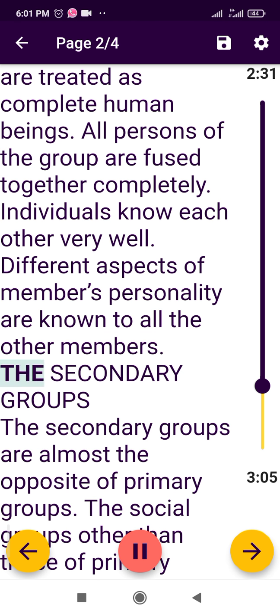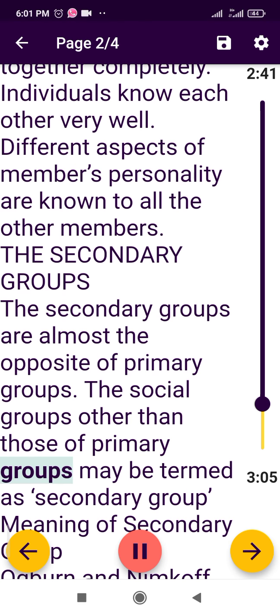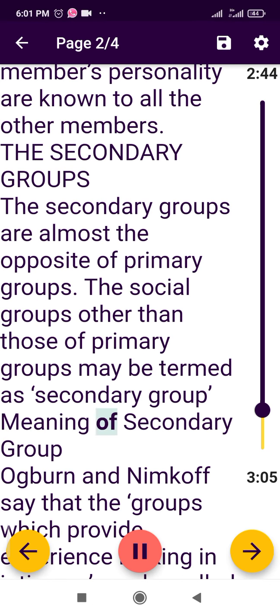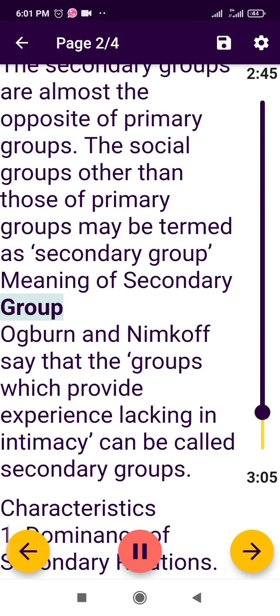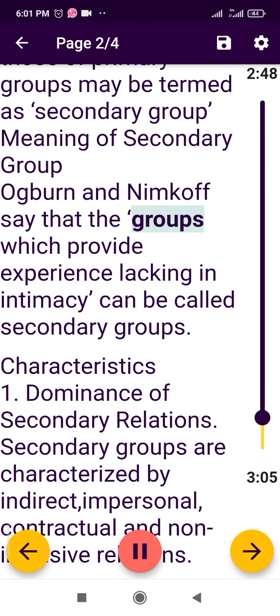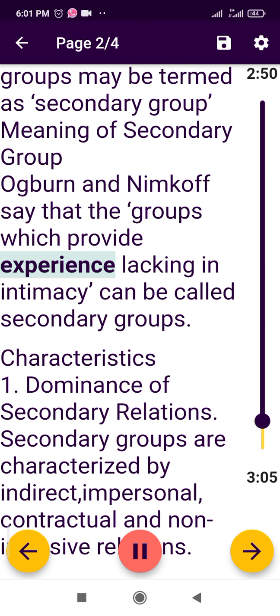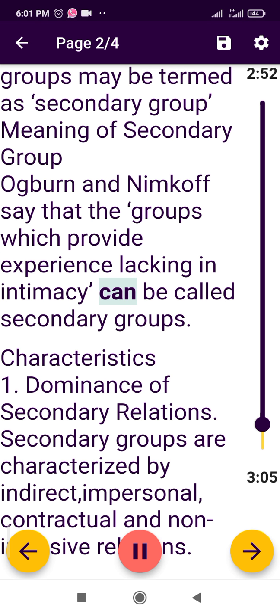The secondary groups. The secondary groups are almost the opposite of primary groups. The social groups other than those of primary groups may be termed as secondary groups. Meaning of secondary group: Ogburn and Nimkoff say that the groups which provide experience lacking in intimacy can be called secondary groups.